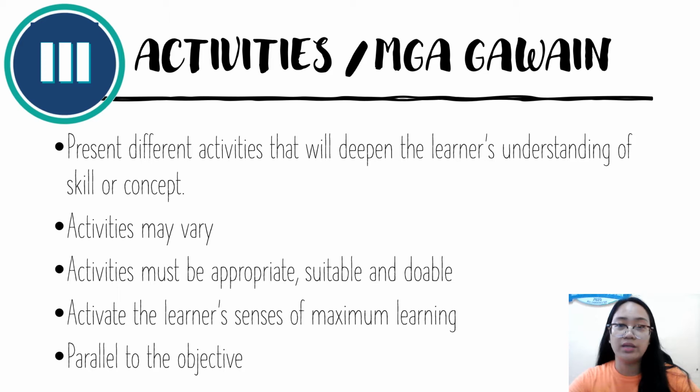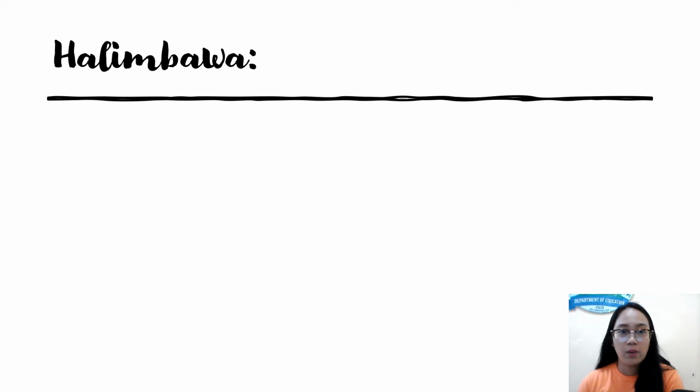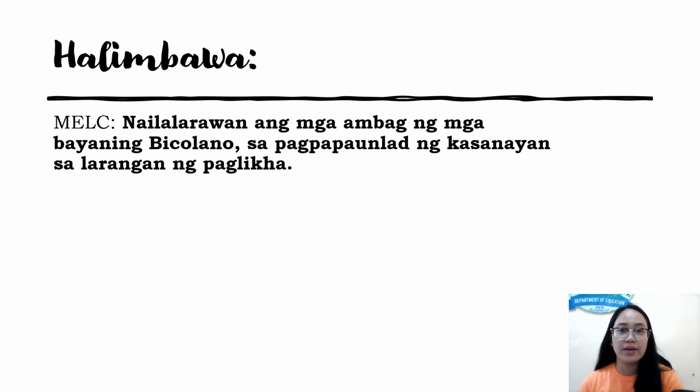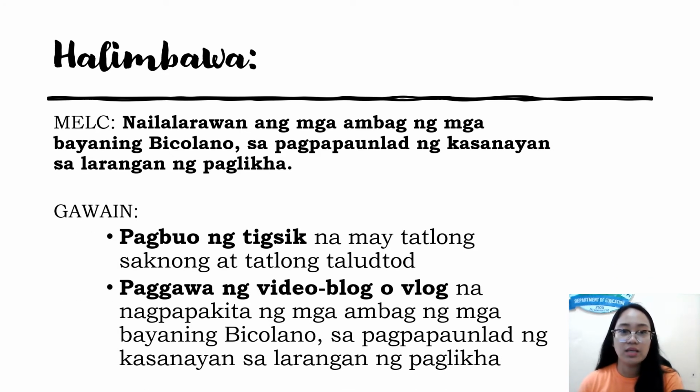So, ang mga bata po ay nauumay na sa paulit-ulit na multiple choice, tama o mali, smiley o frowny face. Maaari naman po tayong magpagawa ng mga bagay o aktibidad na makakapawi sa kanilang kabagutan na konektado pa rin sa ating aralin. Halimbawa po, para sa MELC na nailalarawan ang mga ambag ng mga bayaning Bicolano sa pagpapaunlad ng kasanayan sa larangan ng paglikha, ay maaari tayong magpagawa ng pagbuo ng tape o paggawa ng video blog o vlog.